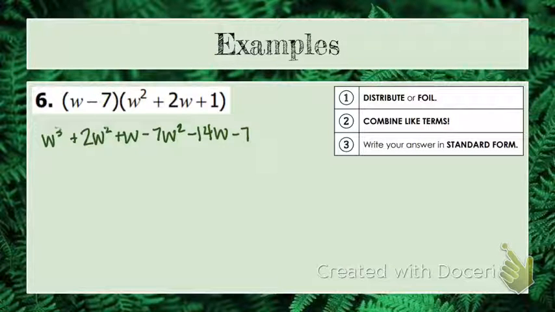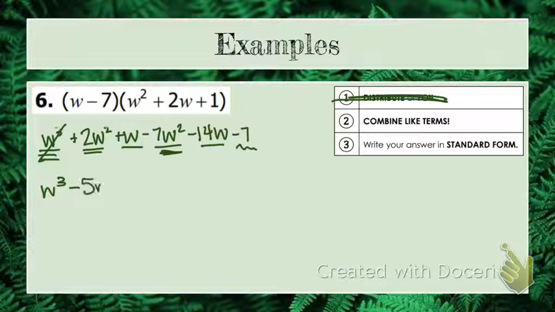Now that we have done that, this looks just like the addition and subtraction problems that we've already done, and we're just going to combine like terms. So this has 3, this has 2, 1, 2, 1, and constant. So I'll start with the 3. We have W to the third. And we have 2W squared minus 7W squared. That gives us -5W squared.